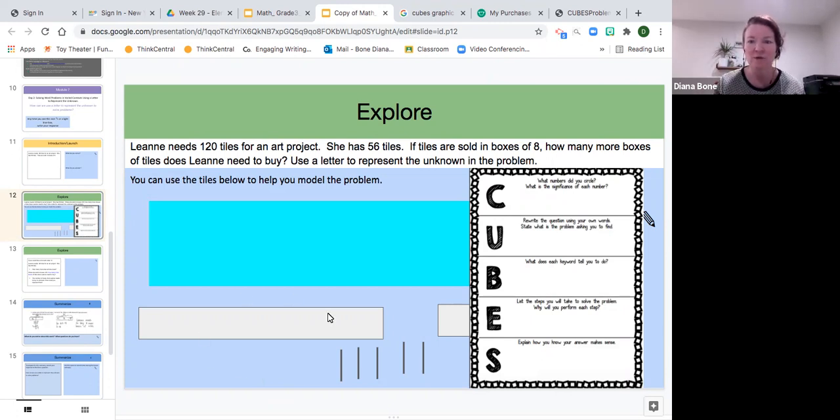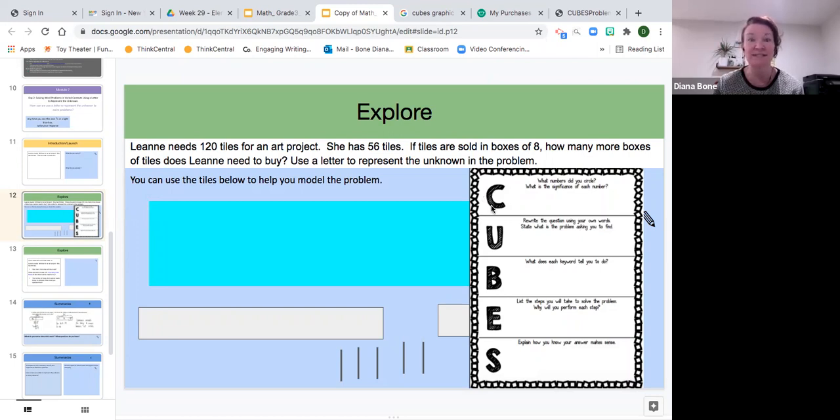I have a graphic organizer of cubes on the screen that I love to share with my students. I got it off Teachers Pay Teachers. You can easily put this right on a Jamboard and share it with your students, and you could see what they're thinking right then and there.